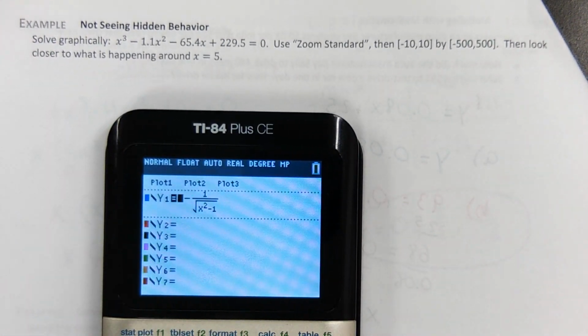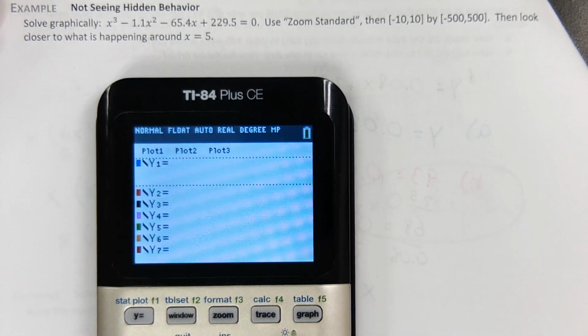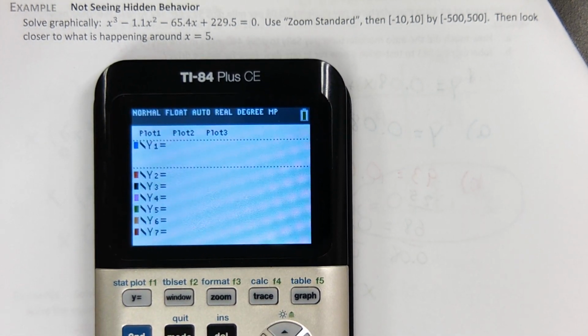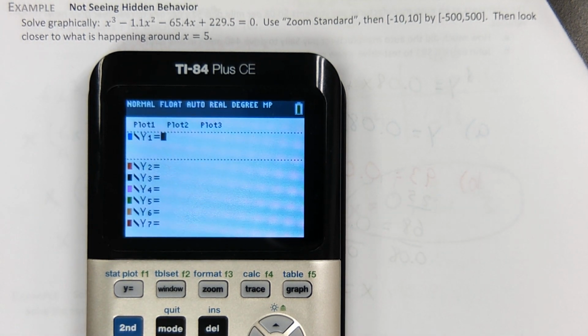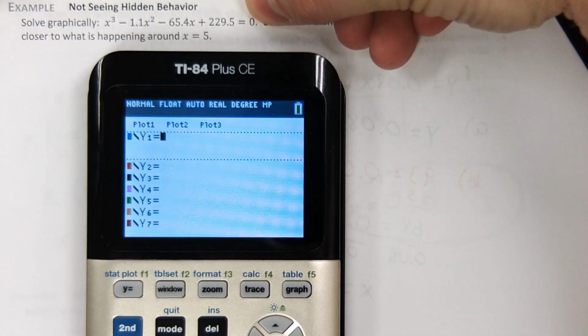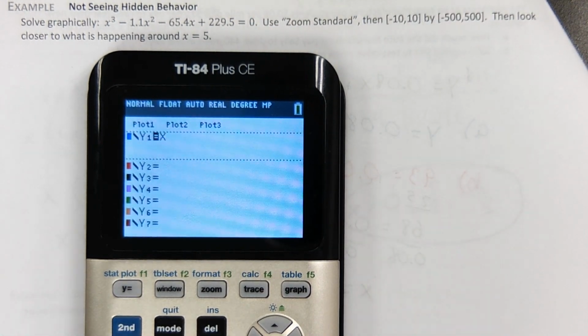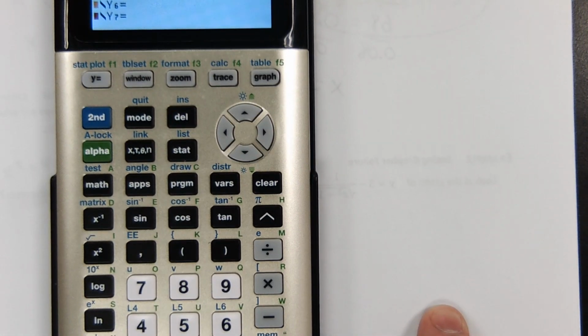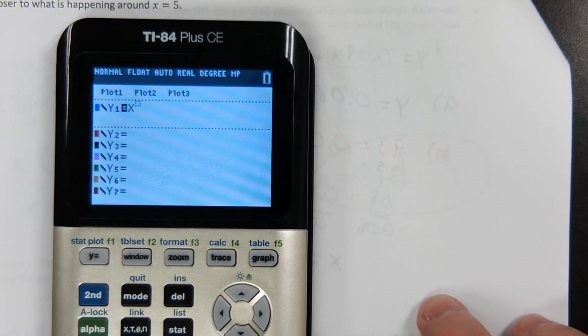So I'm gonna go to y equals, I'm gonna clear this, and I'm gonna type this new equation. So it says solve this graphically. I'm gonna type this as 2 equations because I really don't like to have to use the second trace 0 function. I'm gonna say that my y2 is just 0. So we have x, and the raise to the button is right here. Raise to the third.